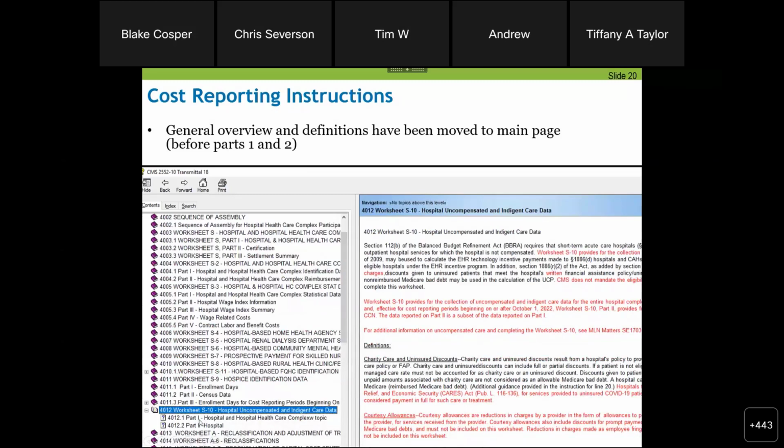And here's what I was mentioning about the overview. So if you look at, this is from HFS, if you look at the hospital cost reporting instructions, you'll see S-10, but then you'll see a Part 1 and Part 2. If you just click on this S-10, you get all the definitions and the overview. That's what I was kind of referring to as Part 0. And then Part 1 is what we know of as the S-10, hospital and the complex.